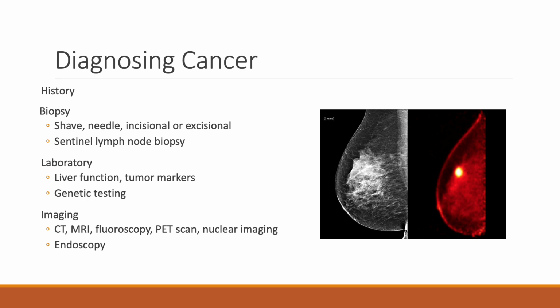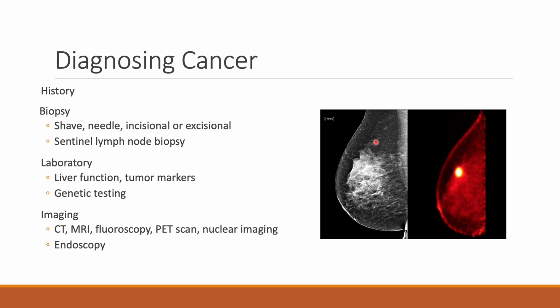Biopsies can be done. They can be a shave biopsy, needle, incisional, excisional, just depending on where the tumor is. Often they'll also look at the sentinel nodes. If you are getting a tumor removed from your breast, they would probably take out several nodes, up to 6 to 10 of those axillary lymph nodes, because those are the closest lymph nodes to the tumor, and see if they're positive or not, and that gives you an idea of whether it's metastasized or not.